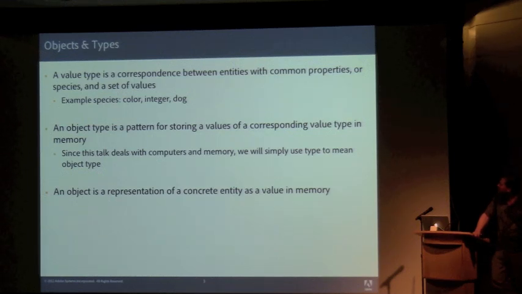So a value type is the correspondence between entities with common properties or species and values. This is the definition coming out of Elements of Programming, okay? But it really means that a value type isn't just something abstract, but something concrete that has some meaning or semantics. So an object type is a pattern for storing values, of course, from value type in memory. Since this talk deals with memory, we'll simply use type to mean object type. An object type is a representation of a concrete entity as a value in memory.